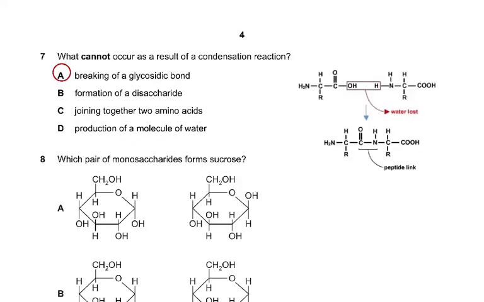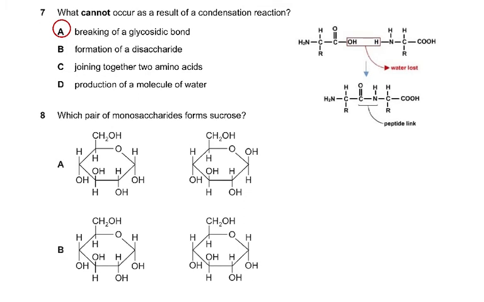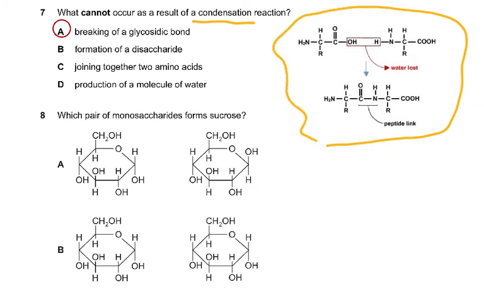Then coming on to question 7. Now question 7 is what cannot occur as a result of condensation reaction. Now we've done this in a previous paper. Condensation reactions are those in which water exits. So the water molecule, you can see this one here. So if you remember, condensation is the removal of water.